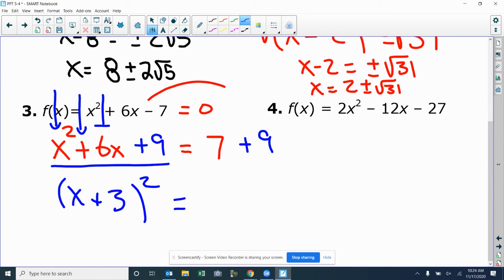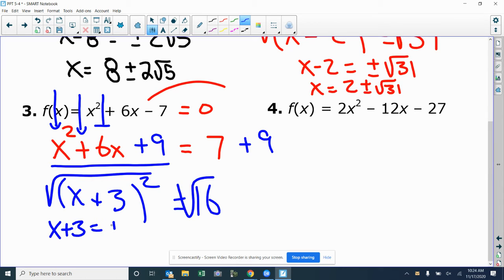What am I getting over here? Well, we like 16, why? Perfect square, keep going. 4 minus 3, you got 1. Square root, x plus 3 equals plus or minus 4. x is equal to negative 3 plus or minus 4.